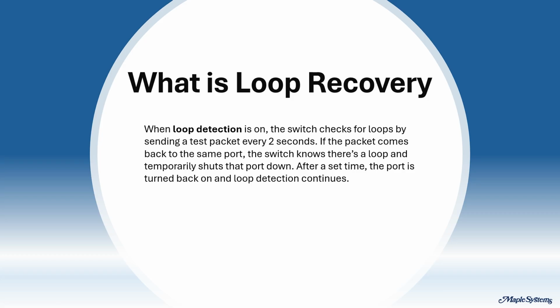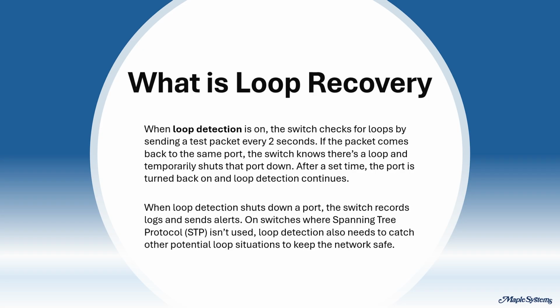When loop detection is on, the switch checks for loops by sending a test packet every 2 seconds. If the packet comes back to the same port, the switch knows there's a loop and temporarily shuts down that port. After a set time, which is usually from 1 minute to 60 minutes, the port is turned back on and loop detection continues. When loop detection shuts down a port, the switch records logs and sends alerts. On switches where spanning tree protocol, or STP, isn't used, loop detection also needs to catch other potential loop situations to keep the network safe.